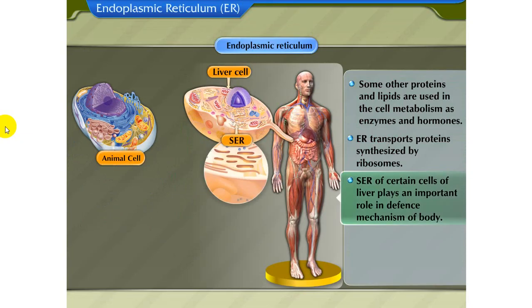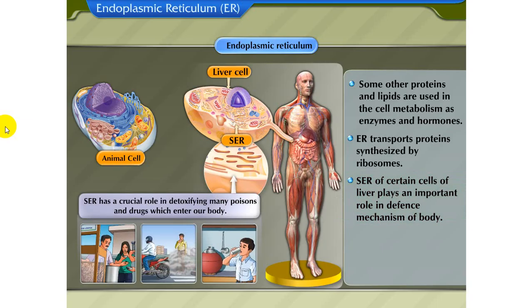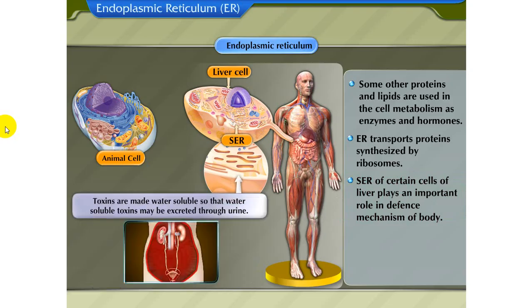SER of certain cells of liver plays an important role in defense mechanism of body. It has a crucial role in detoxifying many poisons and drugs which enter our body through food, air or water. The toxins are made water-soluble so that these water-soluble toxins may be excreted through urine.